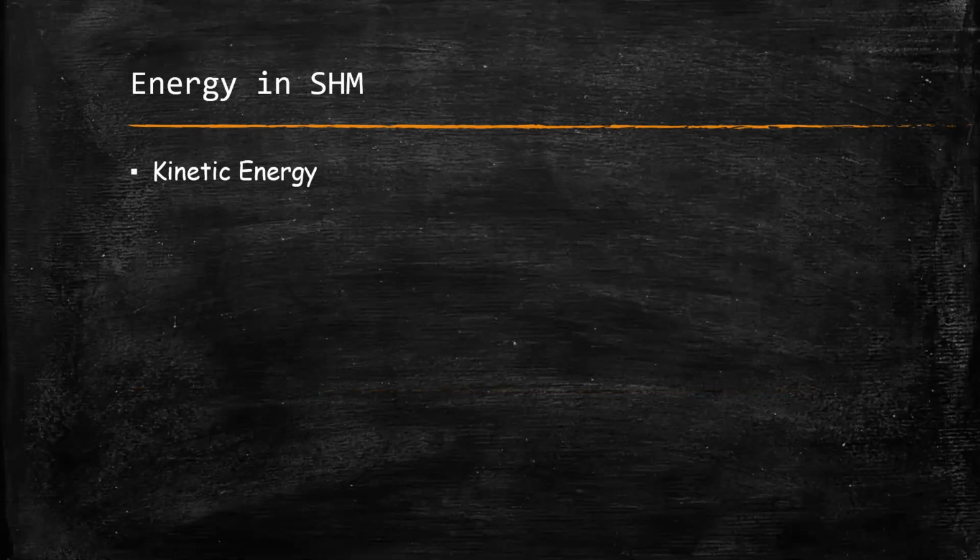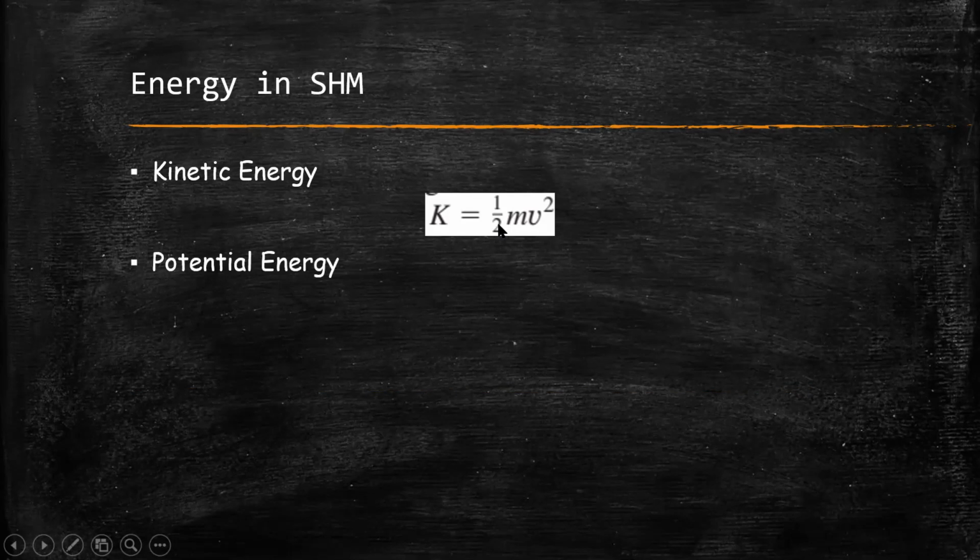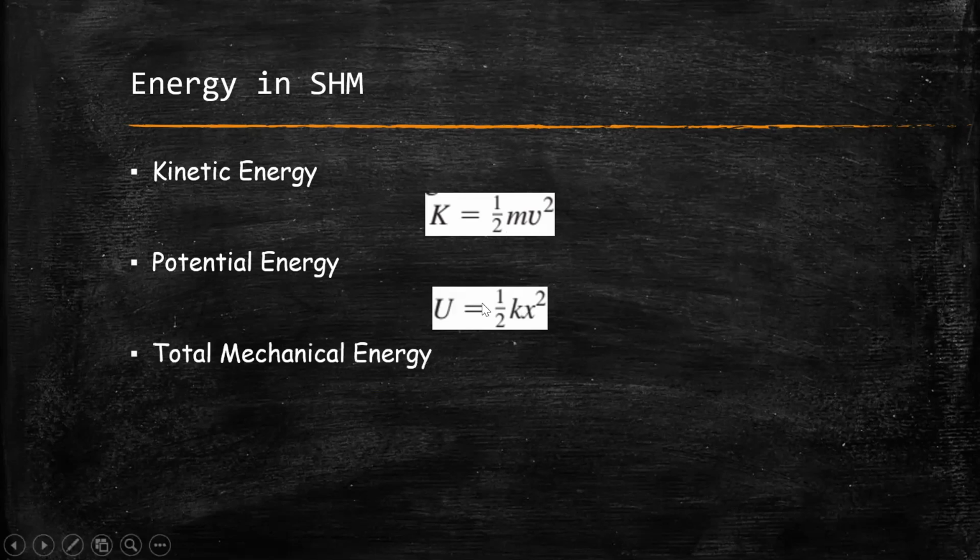So first, let's define kinetic energy. We know that kinetic energy is energy in motion, and it can be solved by the product of the mass and the square of the velocity divided by 2. And in terms of potential energy, since we have an illustration of an ideal spring, we have the formula for the elastic potential energy, where the symbol U is equal to half of the product of the spring constant times the square of the displacement.